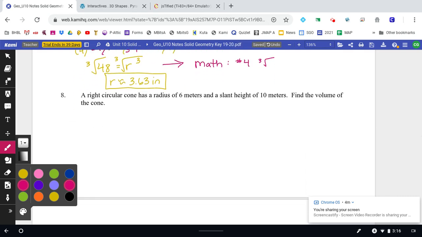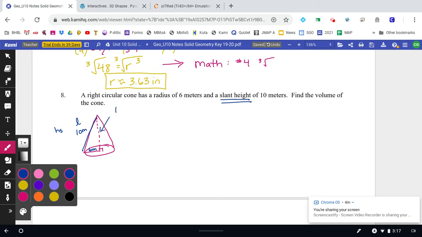All right, number 8. A right circular cone. Okay, so there's my bottom. There's my cone. And if it's a right circular cone, I know that's perpendicular right there. So it has a radius of 6 meters. And remember that slant height of 10. Now, the slant height, right, we call that L. All right, that doesn't tell us the height of the actual cone.